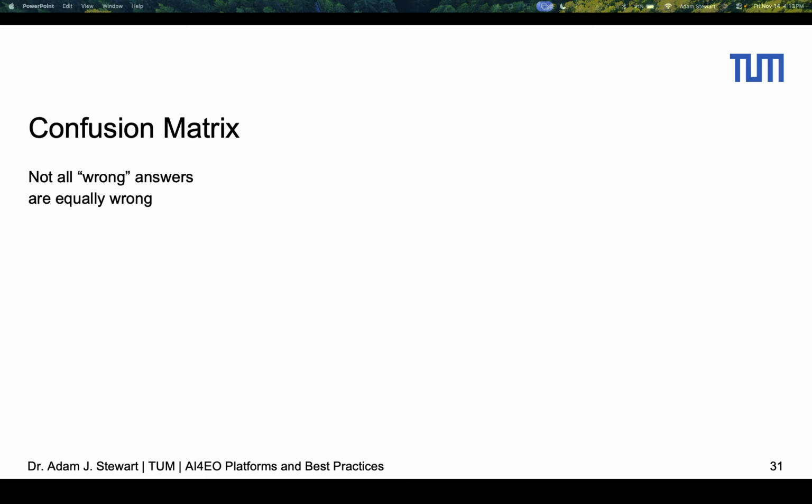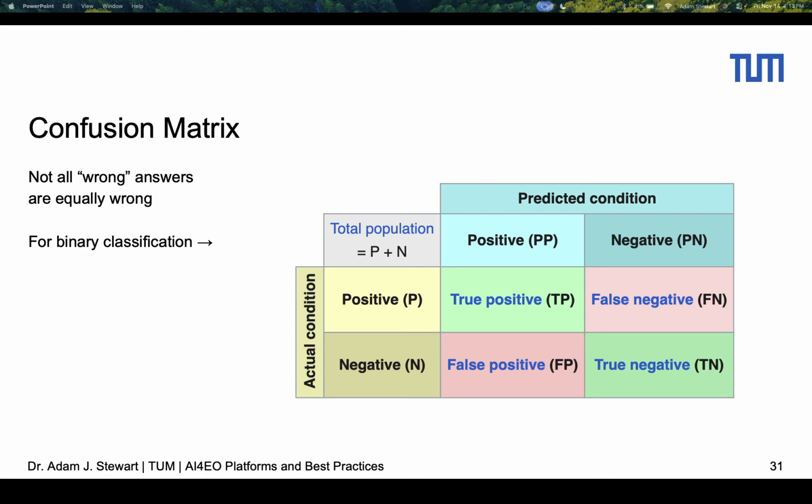Okay. The other thing that I want to impress on you today is that not all answers are equally wrong. Some mistakes are more important than others. If we're only thinking about simple binary classification, these are all possible ways of making a prediction. If I predict positive and the correct answer is positive, it's a true positive. If I predict positive and it's actually negative, that's called a false positive. Same for false negative, same for true negative.